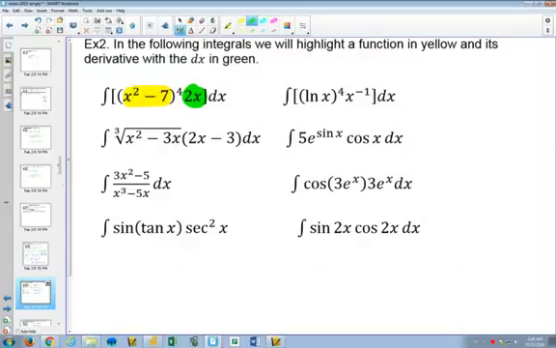So what you're looking for is that inside function and its derivative. In the second one, can you see x squared minus 3x is a function inside of another function? And its derivative is listed, 2x minus 3.